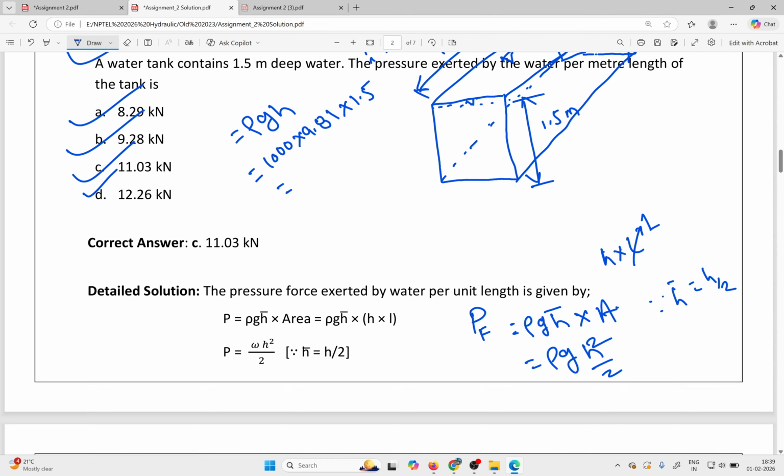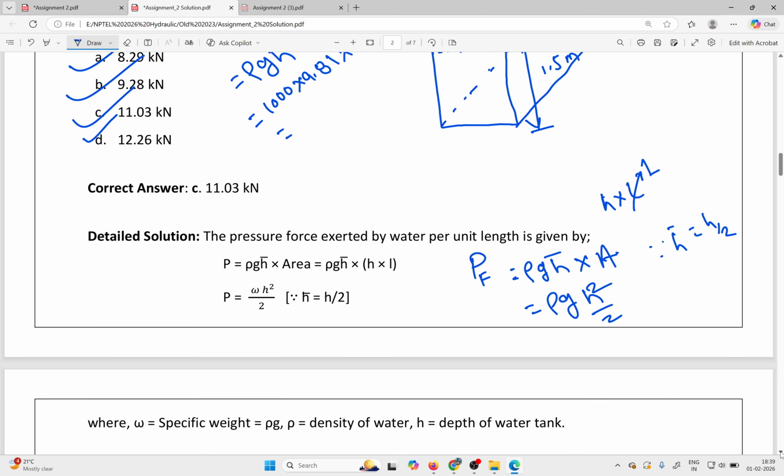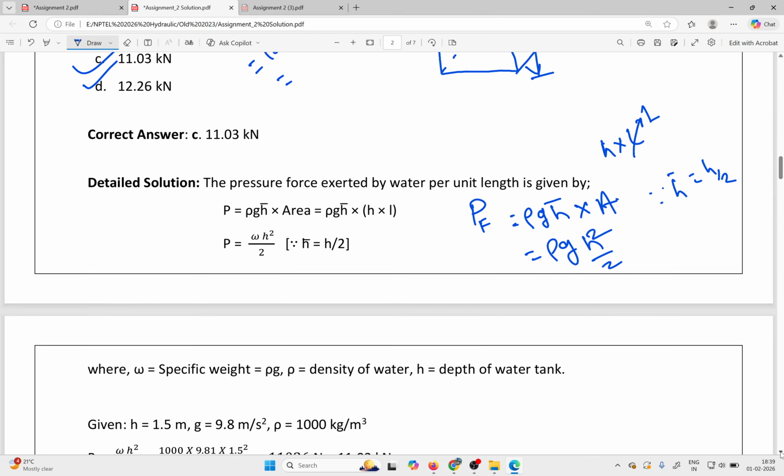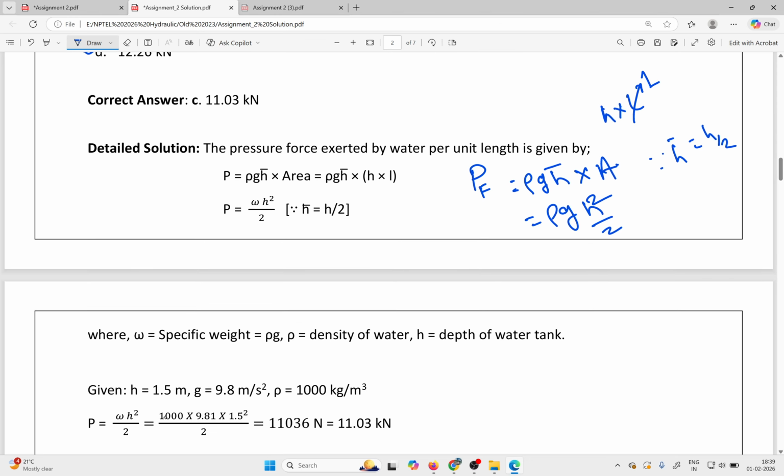So you have to calculate here the pressure force exerted by water per unit length. So now here you can write easily. Sorry. Okay, you have to correct the statement of the question. So this is your 1000, omega is nothing but rho g, it is written. So 1000, 9.81, 1.5 meter square by 2 is this much: 11.03 kilonewton. Okay.